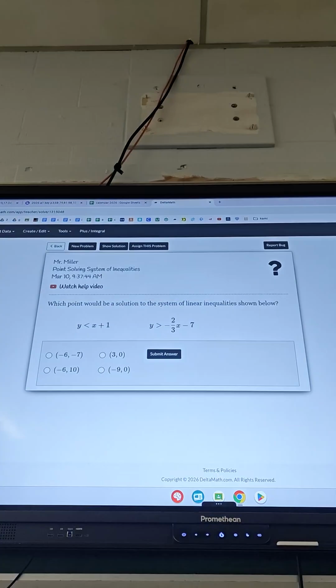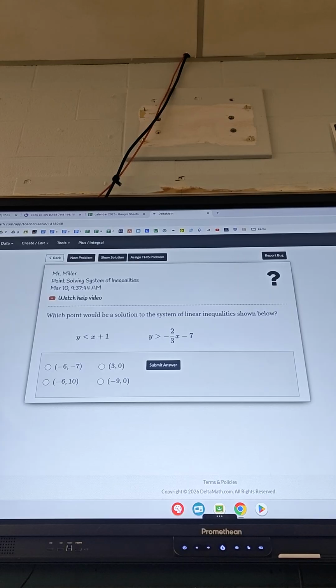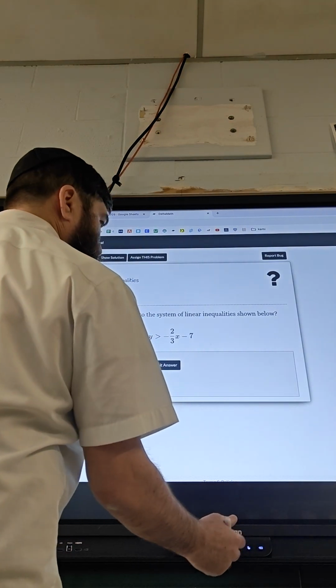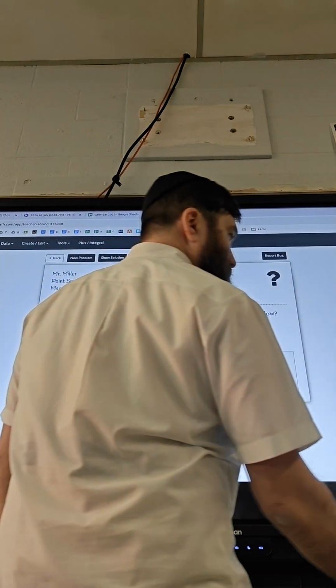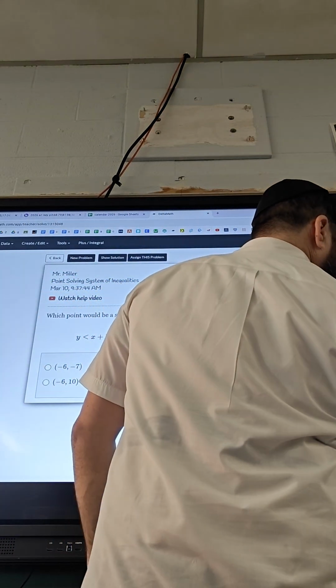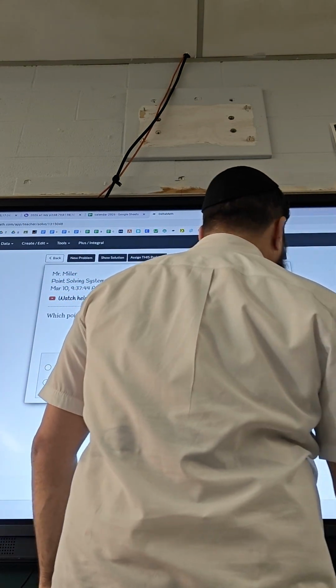Yes, fantastic. All right. So which point would be a solution to the system of linear inequalities shown below? This would be a good one to use scrap paper for because this is kind of tedious. I think there's only one of these. I don't think there's more than one of these on the test. If there is, I'll edit it.